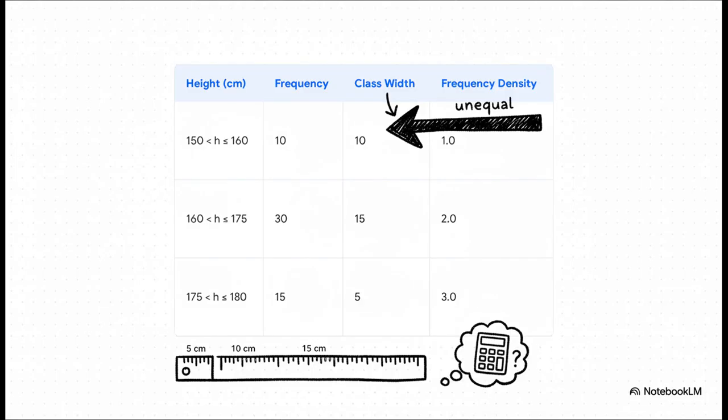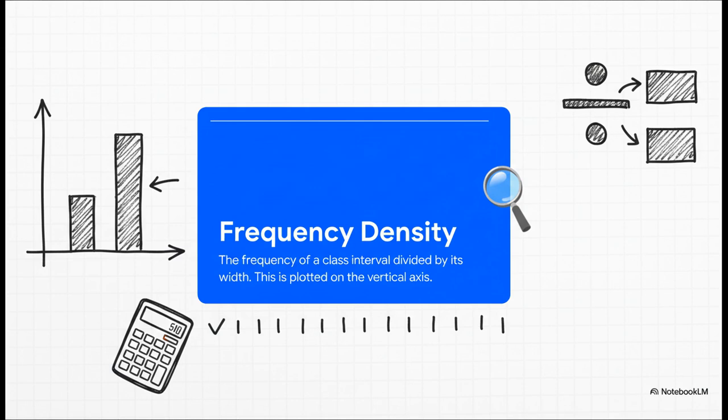Now, this is a classic exam table. The first thing you should do is look at the class widths for the height. See? The first one is 10 centimeters, the next is 15, and the last is only 5. They're unequal. That is your giant flashing neon sign that you need to add a new column and calculate frequency density. And here's how easy it is.